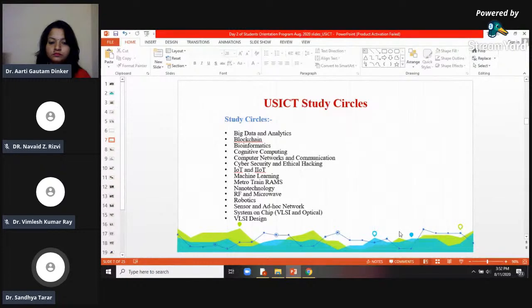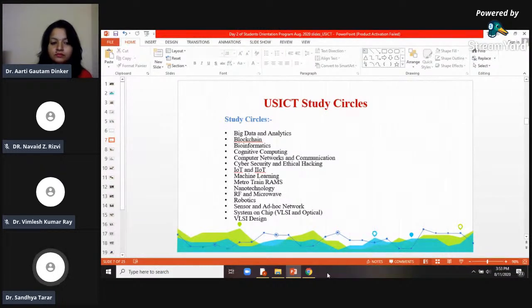And different cutting edge technologies like those in the market, like sensor and ad hoc networks, AI enabled infrastructure, RF and microwave, robotics as well. So all of these study circles have a certain purpose. We plan some activities under each one of them, and those activities consist of getting the idea of the concept, and getting experts of the same area from industry and from academics as well. And we are keen to have experts from around the globe for our study circles.